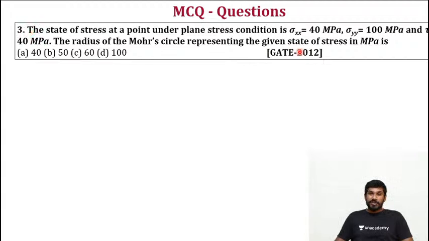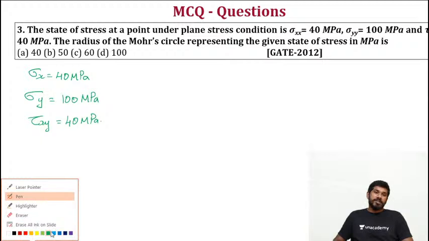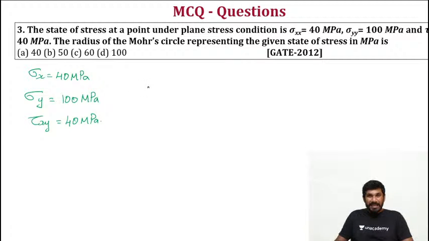which was asked in GATE 2012, where the state of stress at a point under the applied stress condition, sigma x is given, sigma y is given, tau xy is also given, right? So 40 megapascal, 100 megapascal, 40 megapascal. So the question is all about calculating the radius of the Mohr circle.